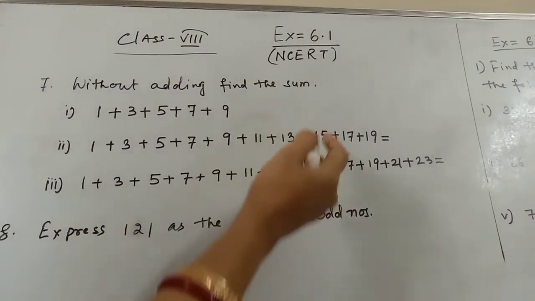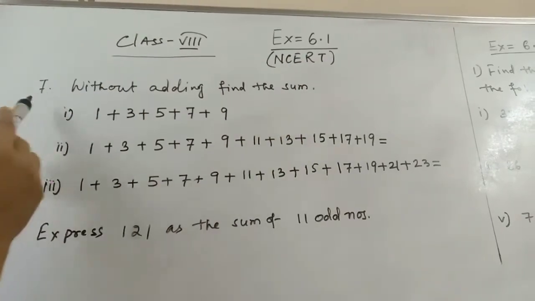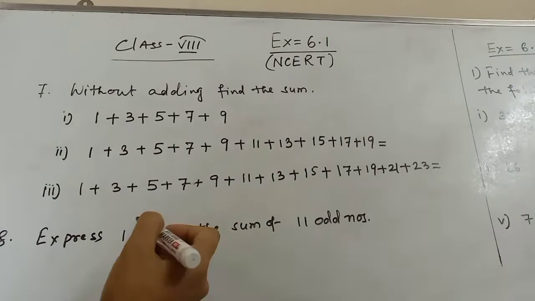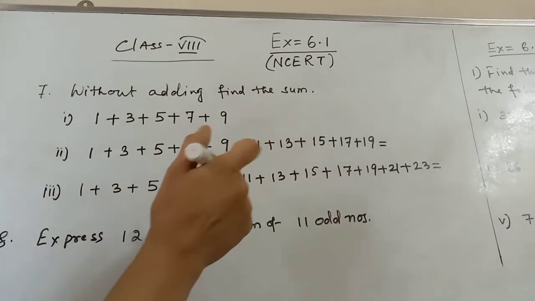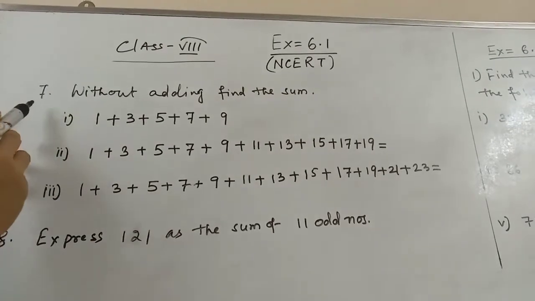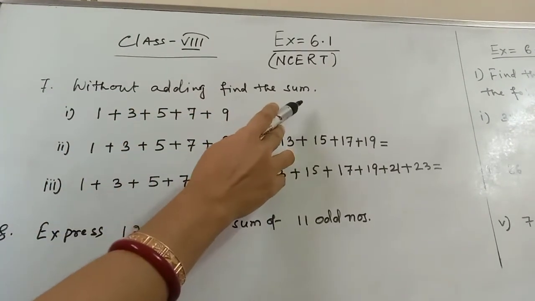Today we'll do exercise 6.1 from your NCERT book. Question number 7, 8 and 9, the last three sums from your exercise 6.1. Now the question is question number 7. Without adding, find the sum.